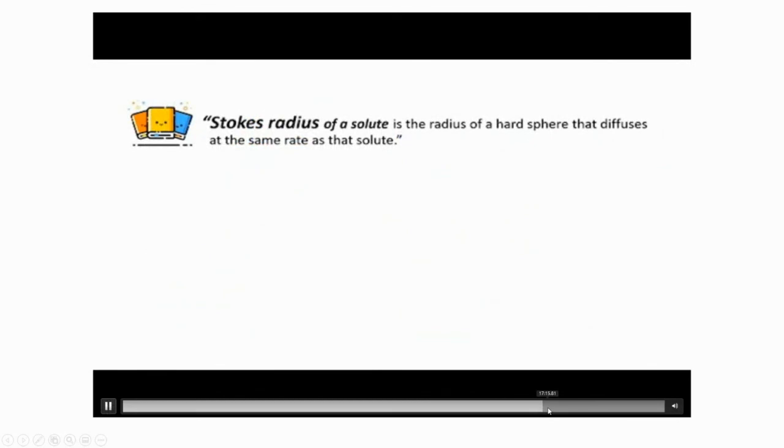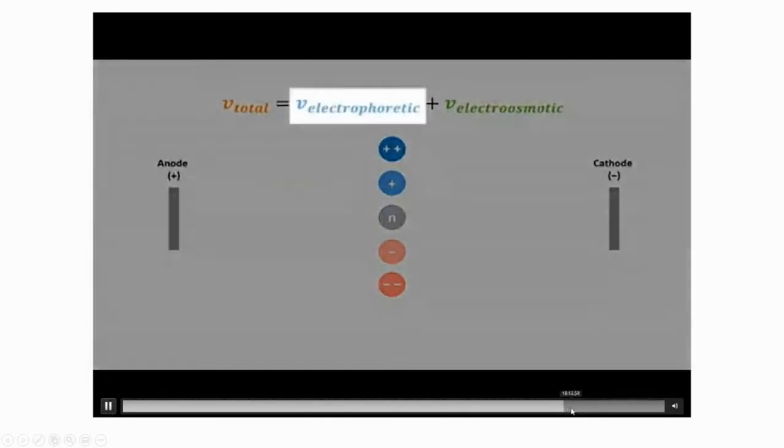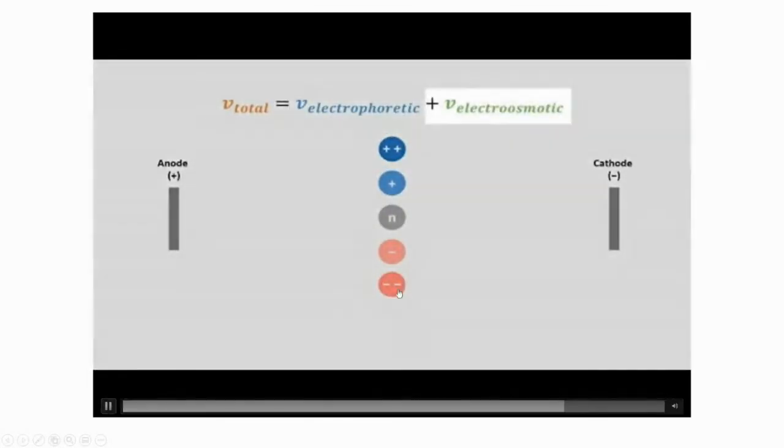At the same rate as the salt packs. In this experiment, weaker hydration, the electrophoretic velocity and the electro-osmotic velocity.